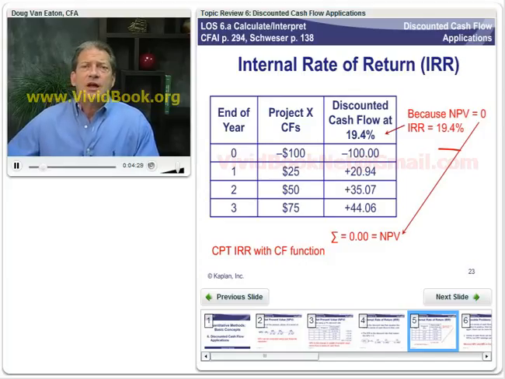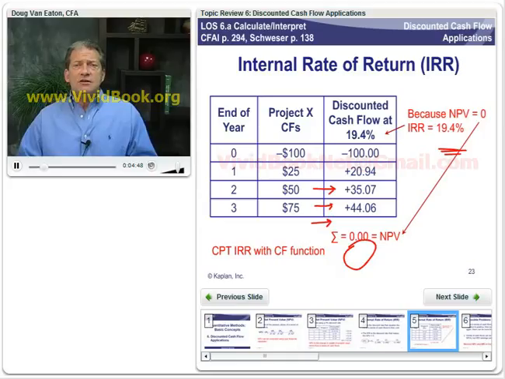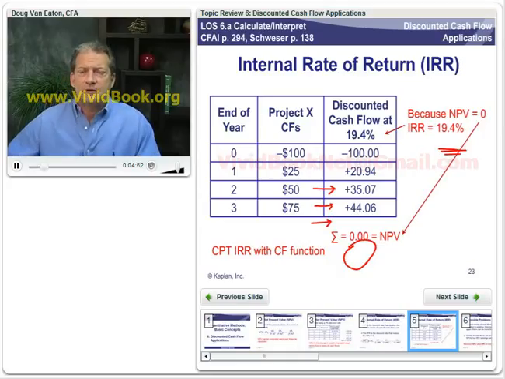And this column here is just to verify that. So we take the present value of $25 discounted at 19.4%, the present value of the 50, the present value of the 75, we add them all up and we get zero, and that just verifies that this internal rate of return is 19.4%.